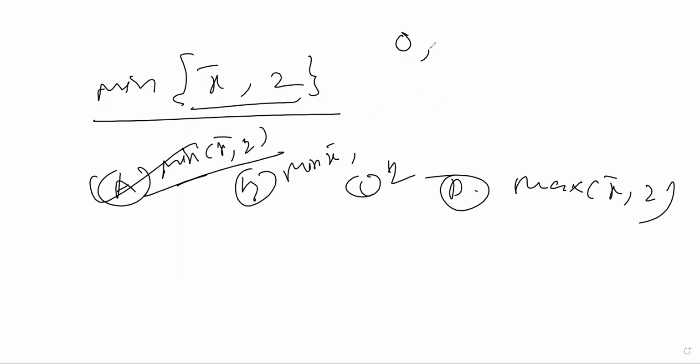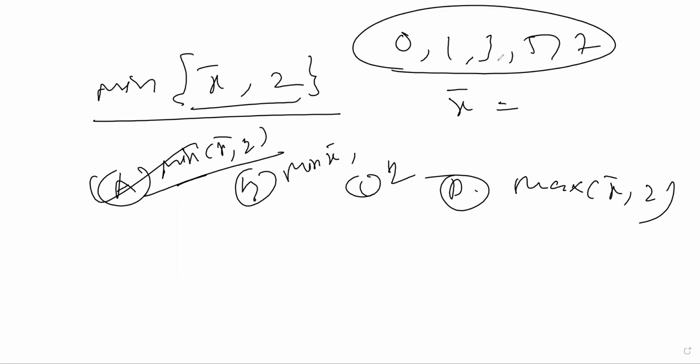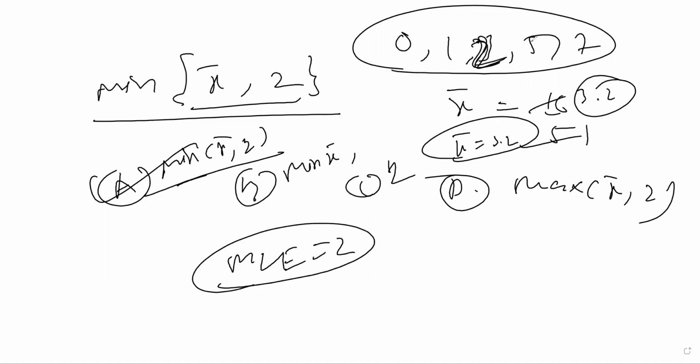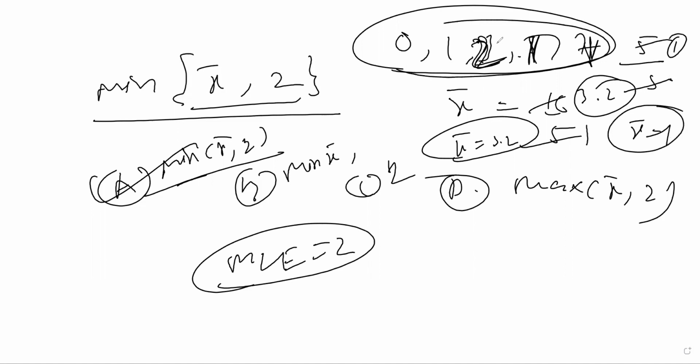Or they have given you some observations 0, 1, 3, 5, 7. So you have to calculate x bar. 0, 1, 3, 5, 7 gives 16 upon 5, which is 3.2. So x bar is coming as 3.2. Then MLE will be your 2 in that case. Suppose the observations are 1, 1, 2, 2, 4, 5. Then it is 5 upon 5, so x bar is coming as 1. For this observation, you are going to take MLE equal to 1, equal to x bar.